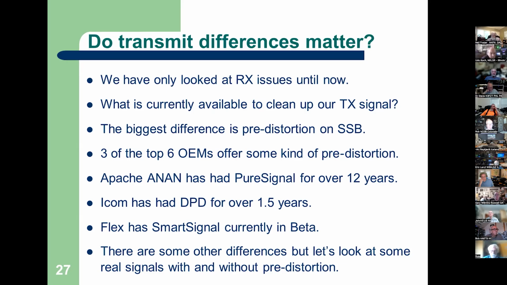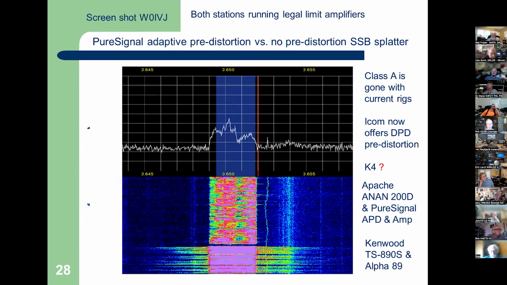ICOM came out with digital pre-distortion over 1.5 years ago. And Flex now has pre-distortion. They're calling it Smart Signal, currently in beta. And it's not yet supporting an external amp. But we've got 3 now of the 6 major OEMs with pre-distortion, and we'd like the rest of them to come along. So this is going to be a screen capture from a station in Boulder, W0IVJ, Tom.